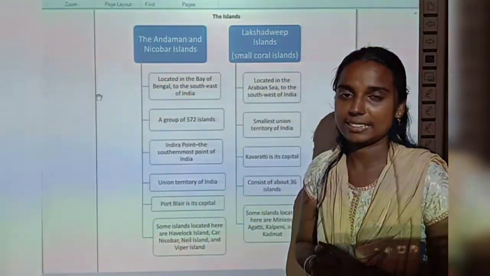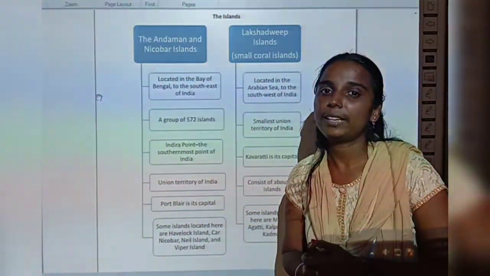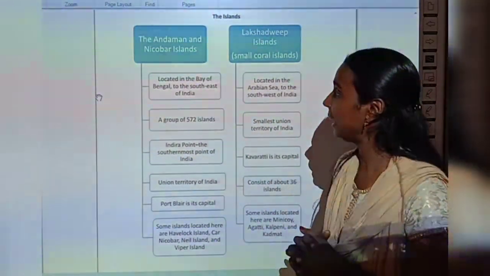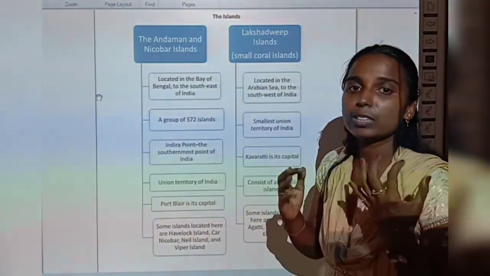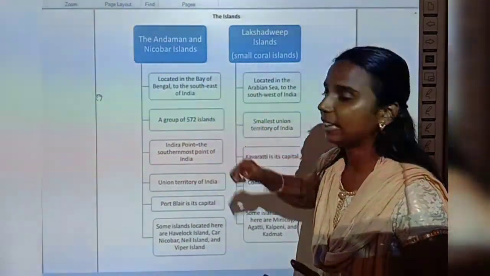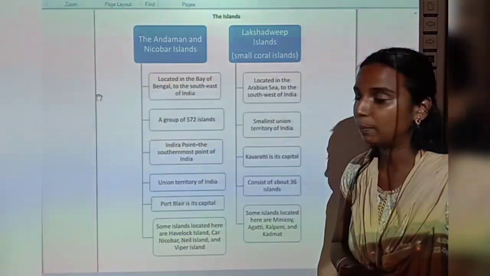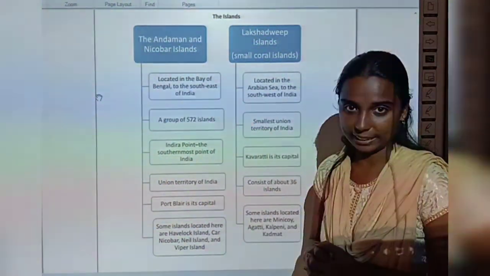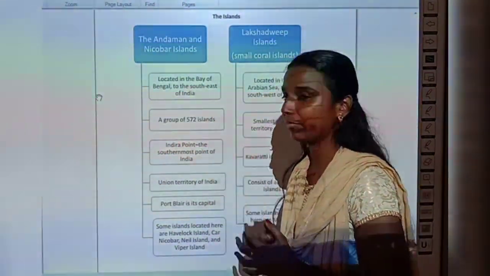Yes, now what is the last physical feature we have? The islands, right? So what are the two main island groups we have in India? Yes, very good. The Andaman and Nicobar Islands and the Lakshadweep Islands, right? First let us see the Andaman and Nicobar Islands. Where are they located? They are located in the Bay of Bengal, to the southeast of India. It is not a single island, it is a group of 572 islands.